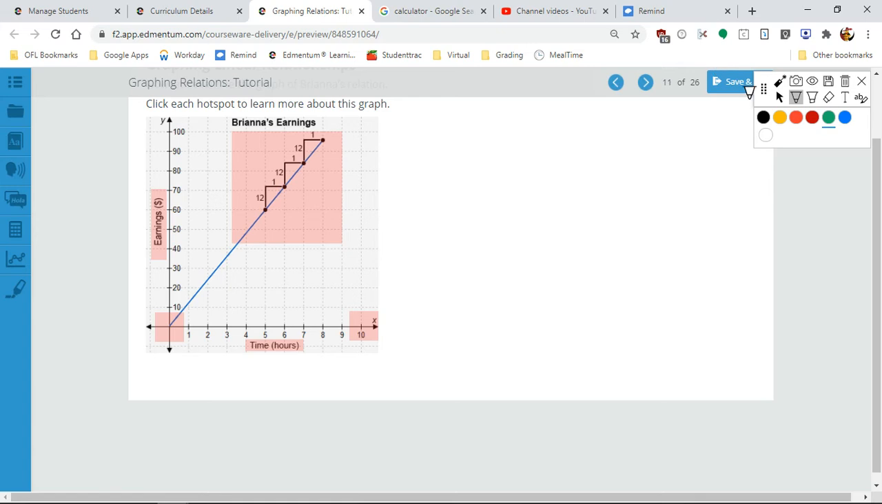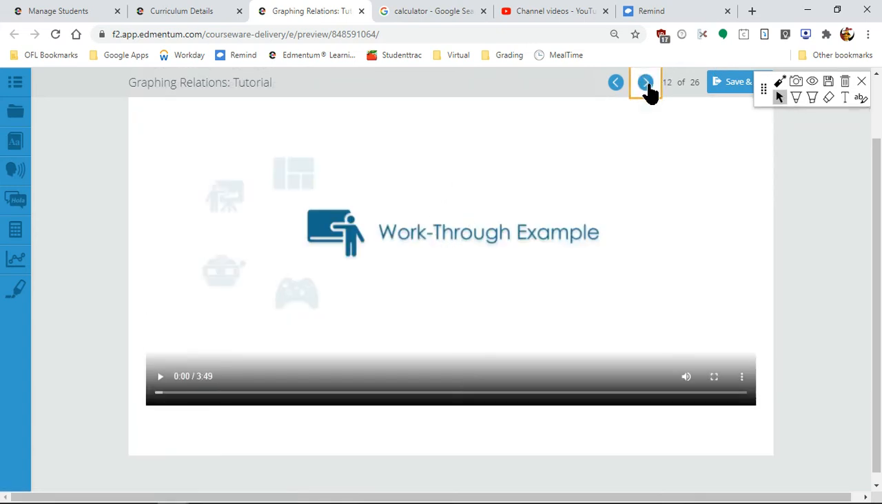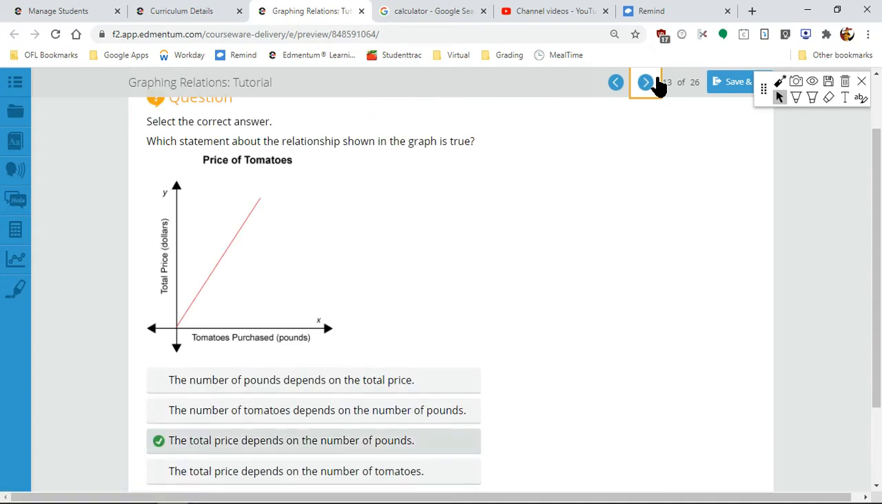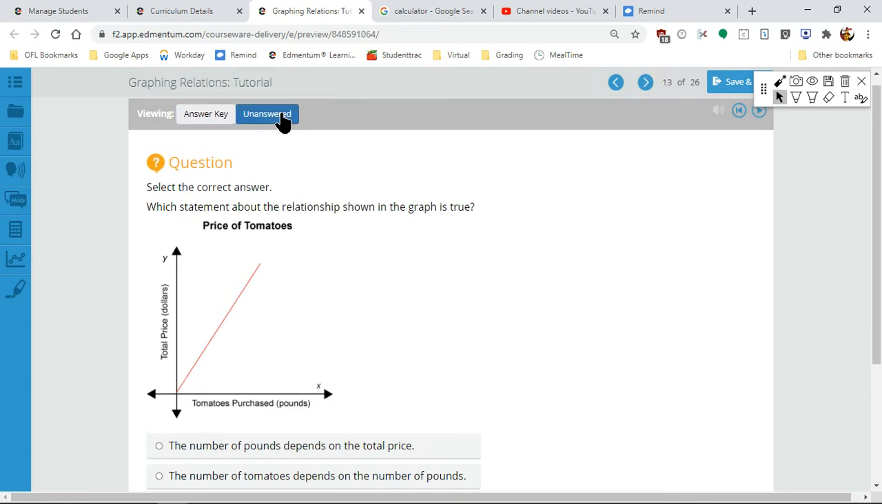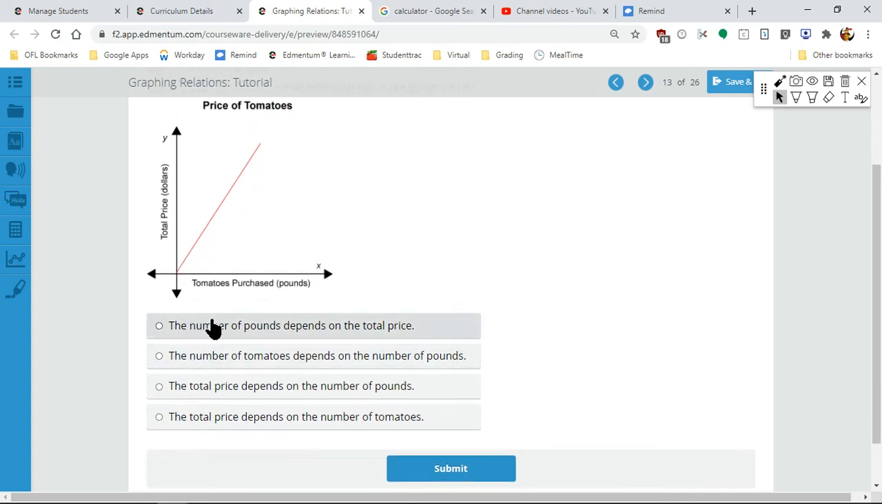I'm not sure if we're going to get into that later, but I wanted to discuss it. So we can work through an example. Again, try this on your own. I'm not going to spend another 3 minutes on that video. So if we look here, which statement can be stated about this? Again, I really wish they would default it to unanswered, but the relationship we can say is the number of pounds depends on the total price.